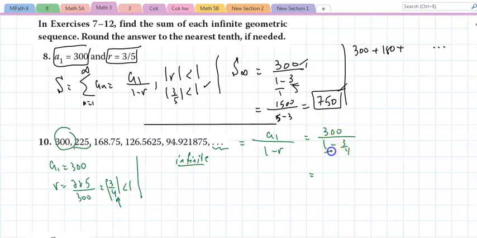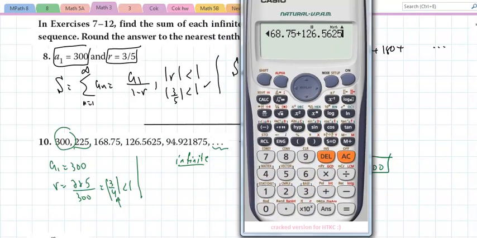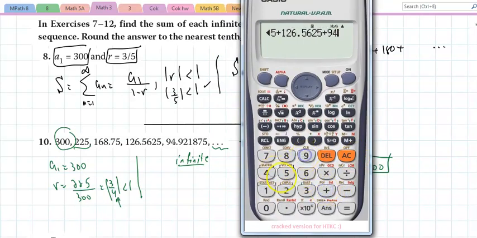Again, a complex fraction. This is over 1 over 1. LCD is 4. That's 1200 divided by 4 minus 3. That is going to be 1200. And if I get my calculator out and start with 300, add to that 225, add to that 168.75, add to that 126.5625, add to that 94.921875.